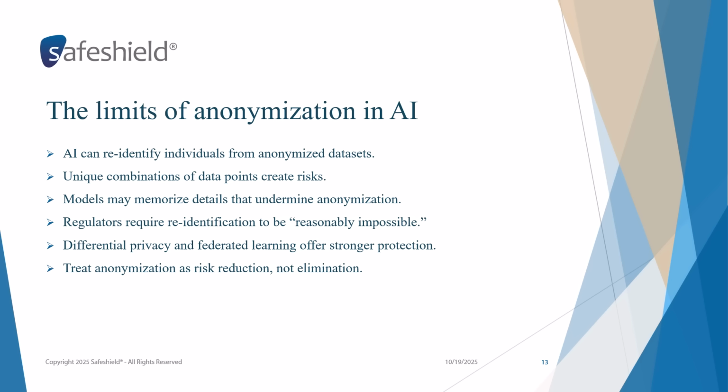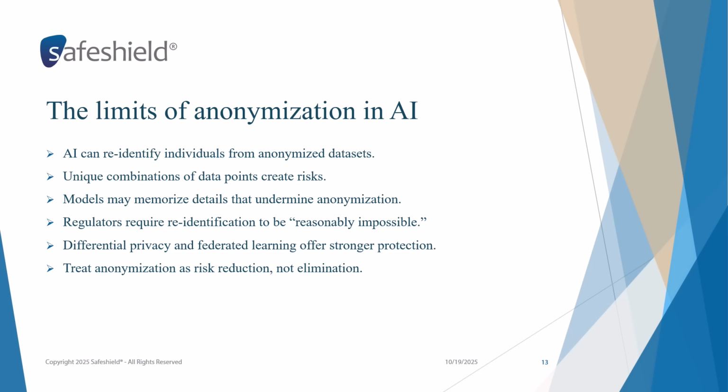While anonymization is often presented as the gold standard of privacy protection, its effectiveness in AI systems has clear limitations. AI models are exceptionally good at identifying patterns, even in data that has been stripped of direct identifiers. For example, an anonymized health dataset may exclude names and addresses, yet still contain unique combinations of age, postal code, and diagnosis that allow re-identification when matched with publicly available records. This risk increases as more datasets are combined.